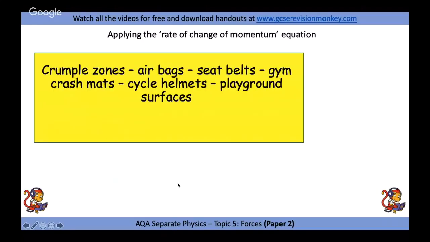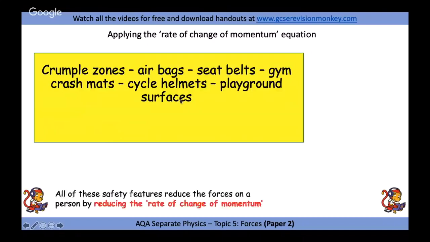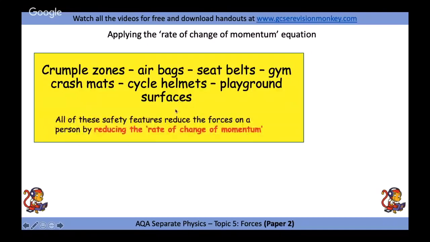Okay, the rate of change of momentum. So crumple zones in a car, airbags, seatbelts, gym crash mats, cycle helmets, playground surfaces, what have they all got in common? They're all safety features which reduce the forces on a person. It's forces on a person that causes them injury. High forces are bad, low forces are good. So they do this by reducing the rate of change of momentum.